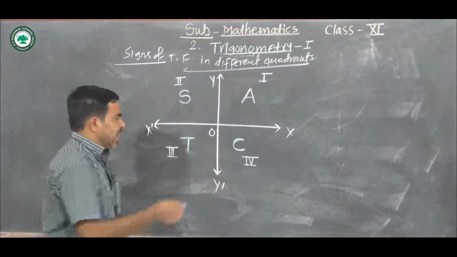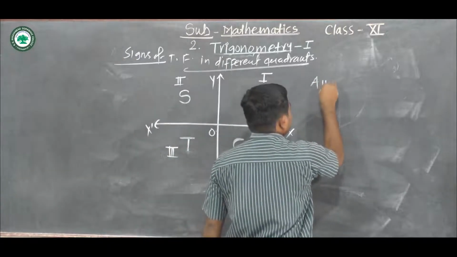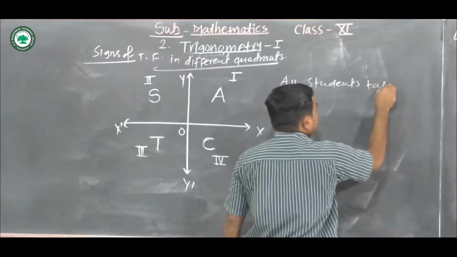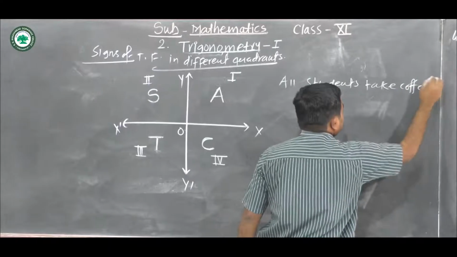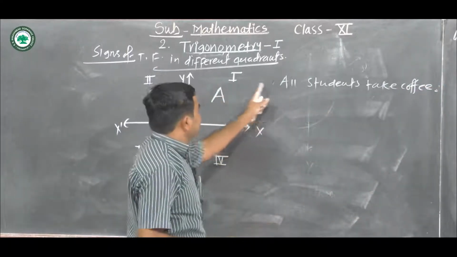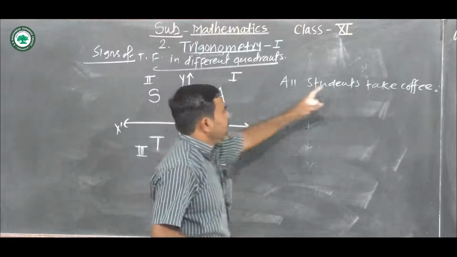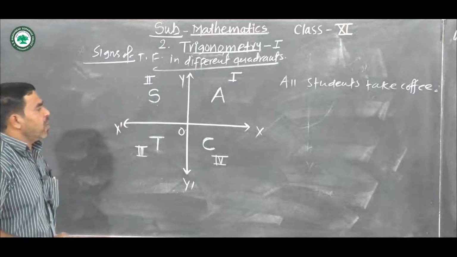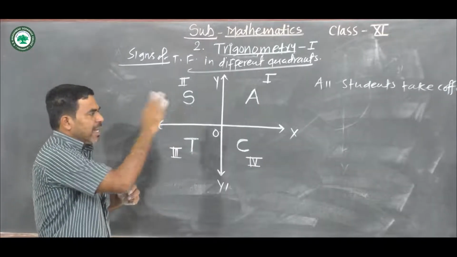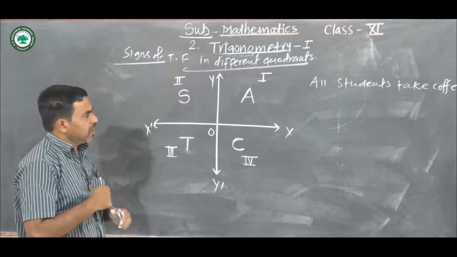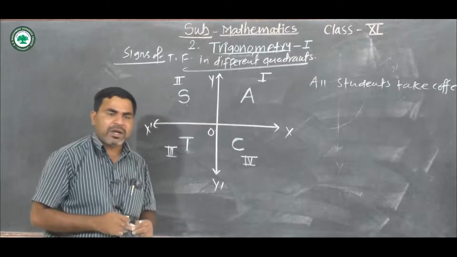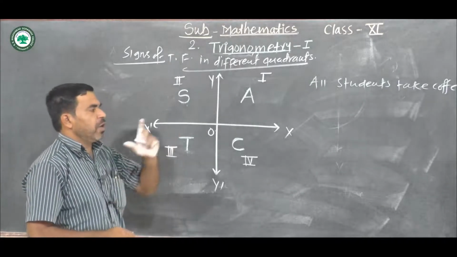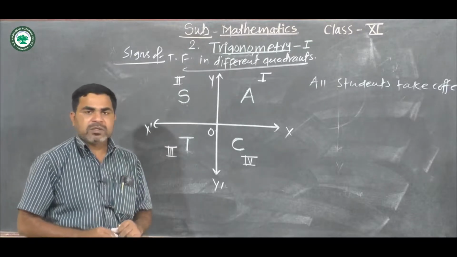You just remember one sentence: all students take coffee. So all, first letter A, students S, take T, and coffee C. So all students take coffee. So with the help of this sentence, you can determine the signs of 6 trigonometric ratios in different quadrants. So today we stop it here.